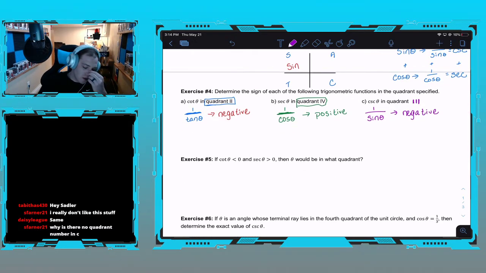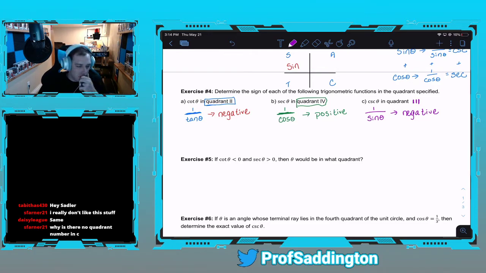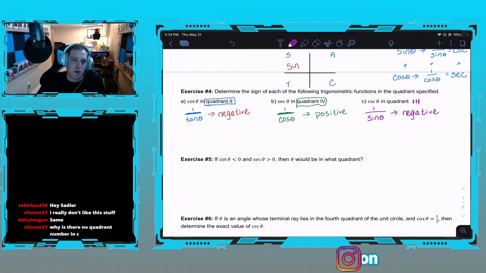So the reason why I just did exercise number 4 with you guys is because exercise number 5 would be a question you would see on a Regents exam. I know you guys aren't taking the exam, but for lesson purposes, I'm just saying so. So it says exercise number 5, if cotangent theta is less than 0 and secant theta is greater than 0, then theta would be in what quadrant?